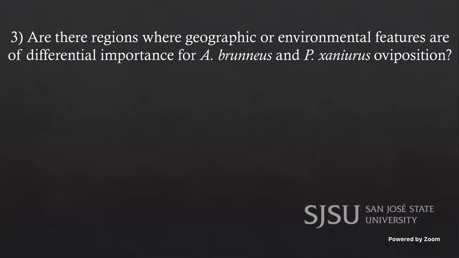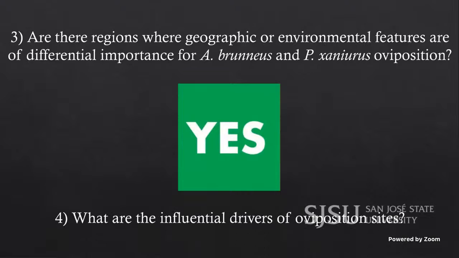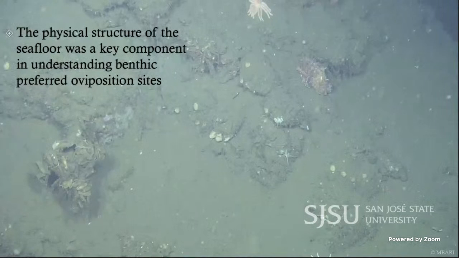Question 3. Are there regions where geographic or environmental features are of differential importance for Abronius and P-Xaniers oviposition? Yes. And what are the influential drivers of oviposition? I will be addressing these final questions together. Rugosity, this feature has the greatest influence on both species. Highly rugose structures are primarily hard. The physical structure of the seafloor was shown to be a key component in understanding benthic preferred oviposition sites.